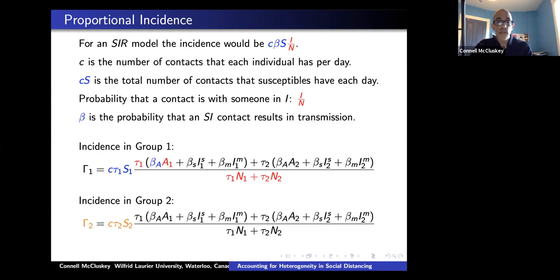And the only difference between the incidence in group 1 and group 2 is the stuff that shows up in orange here. So the contact rate becomes C tau 2 instead of C tau 1. And the number of people having these contacts is S2 instead of S1. But the giant fraction on the right-hand side is the same for the two groups. Often that might be called the force of infection.